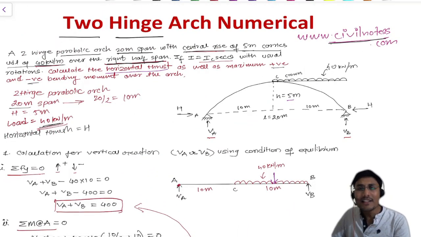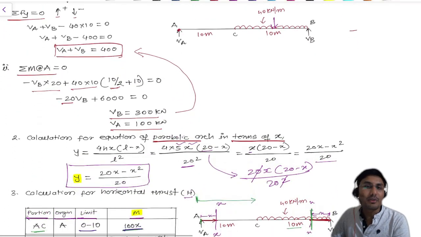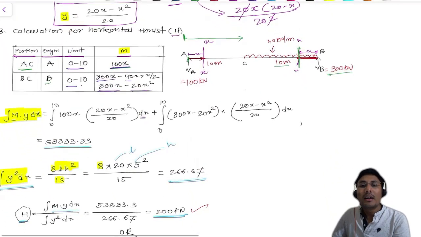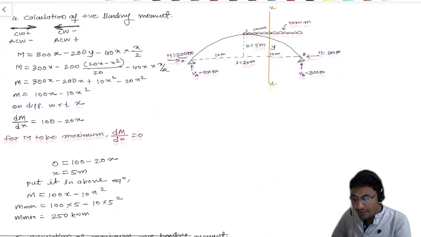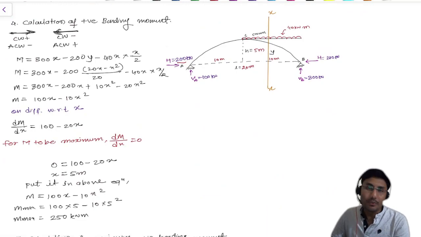So in the last lecture, we calculated the horizontal thrust. To calculate that, I provided the step-by-step procedure for the reaction calculations, the horizontal thrust formulas, and the proper procedure to get this. So in this video, we are going to start with the calculation of positive and negative bending moment.